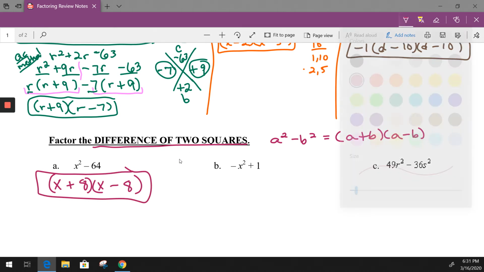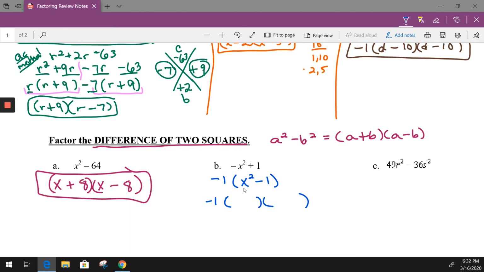If you have a negative in front, you again want to factor out the negative 1, which is going to change your signs. So the x squared becomes positive, the positive 1 becomes negative. And then now we have a difference of two squares. So with a difference of two squares, you must have a minus sign in between.